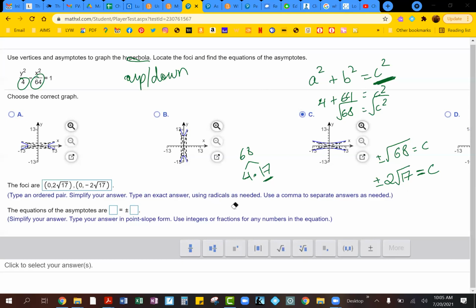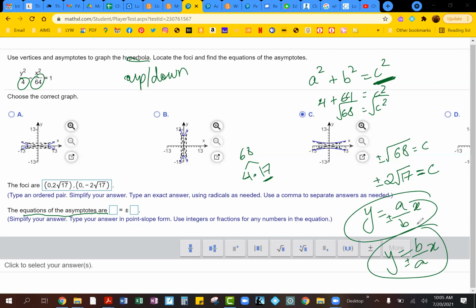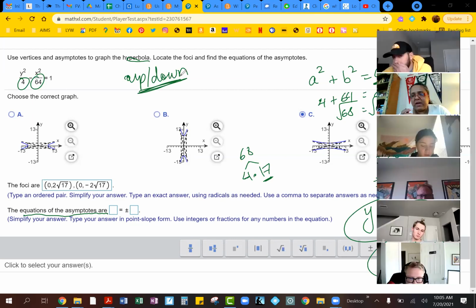And the very last part is they're asking you for the equations for the asymptotes. So remember, those are the equations in the form of y equals a over b x or y equals b over a x, of course, with positive and negative signs. Which one of these is it going to be for a hyperbola that opens up and down? Is it a over b or is it b over a?